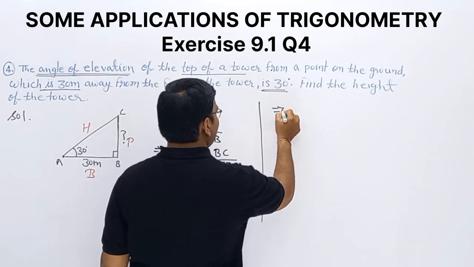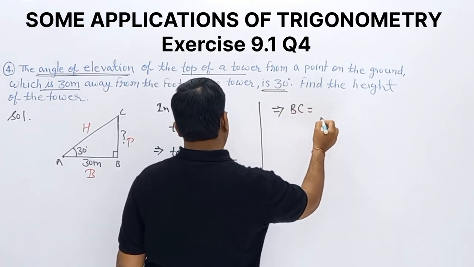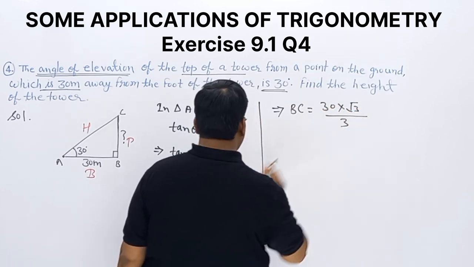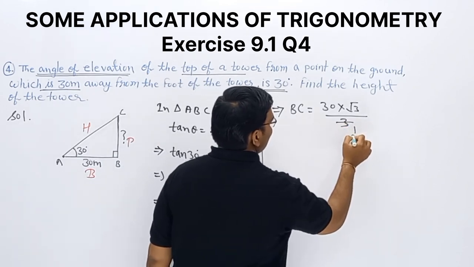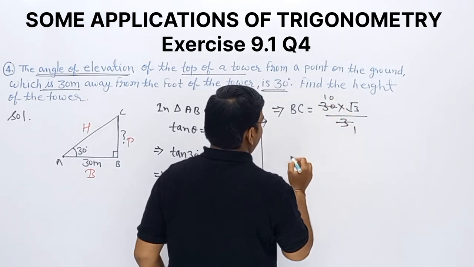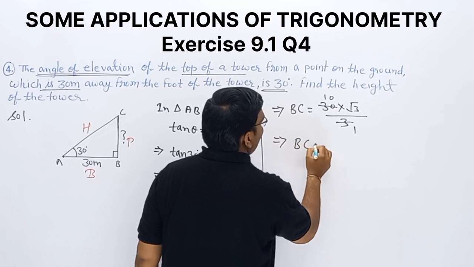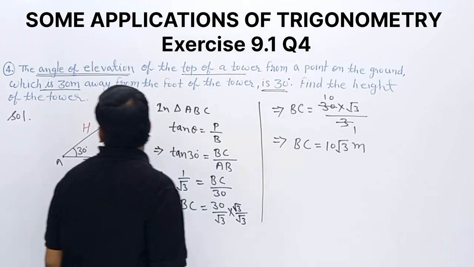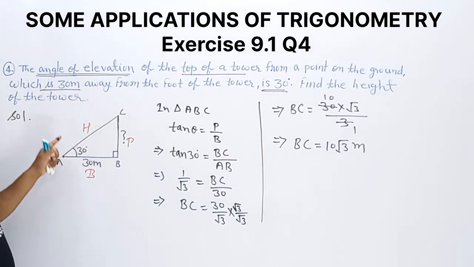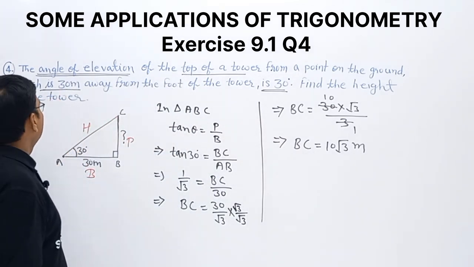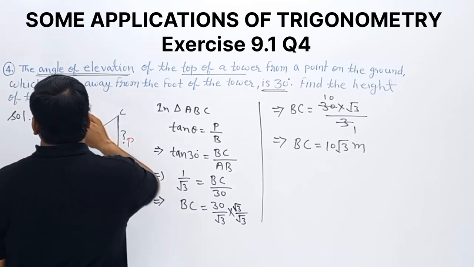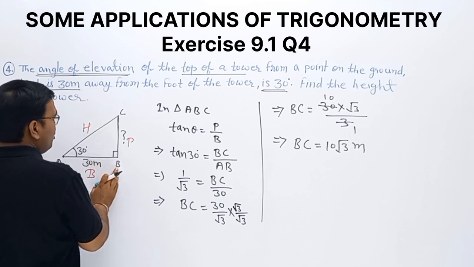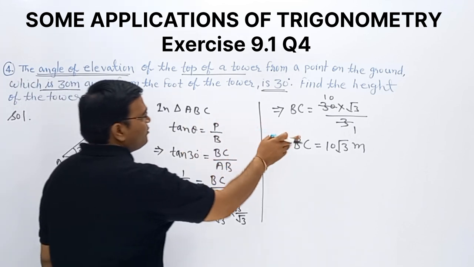After this we can say BC will be 30 into square root of 3 divided by square root of 3 into square root of 3, which is 3. How many times does 3 go into 30? 1 time, and this will be 10 times. So BC, the height of the tower, is 10 times square root of 3 meters. What will the unit be? We have this base as 30 meters, the person is 30 meters away from the foot of the tower. So it is meters, and our result will be in meters.